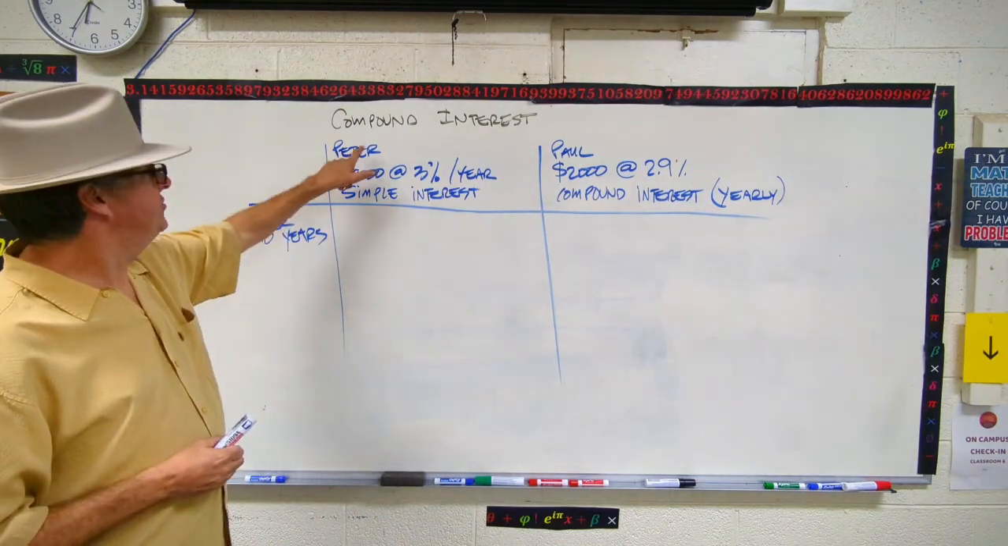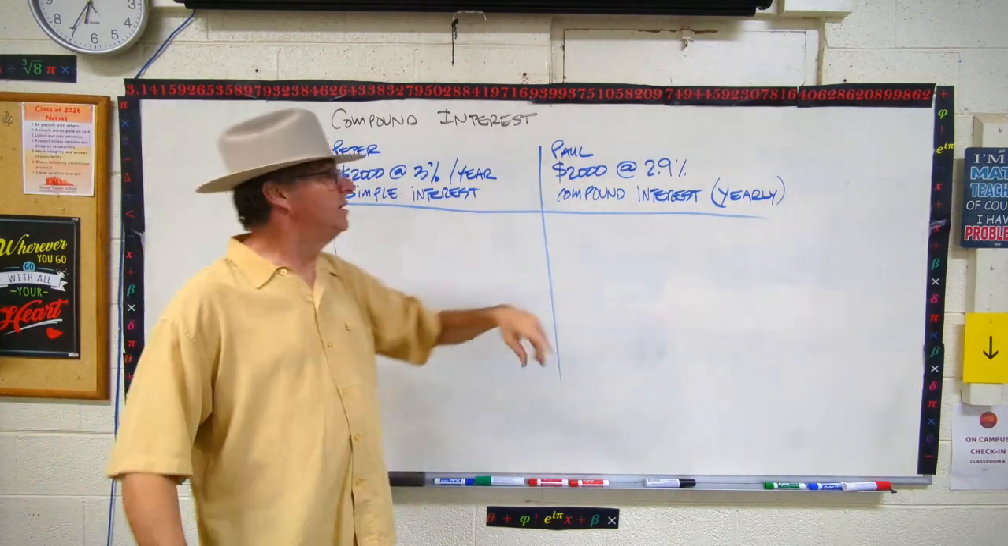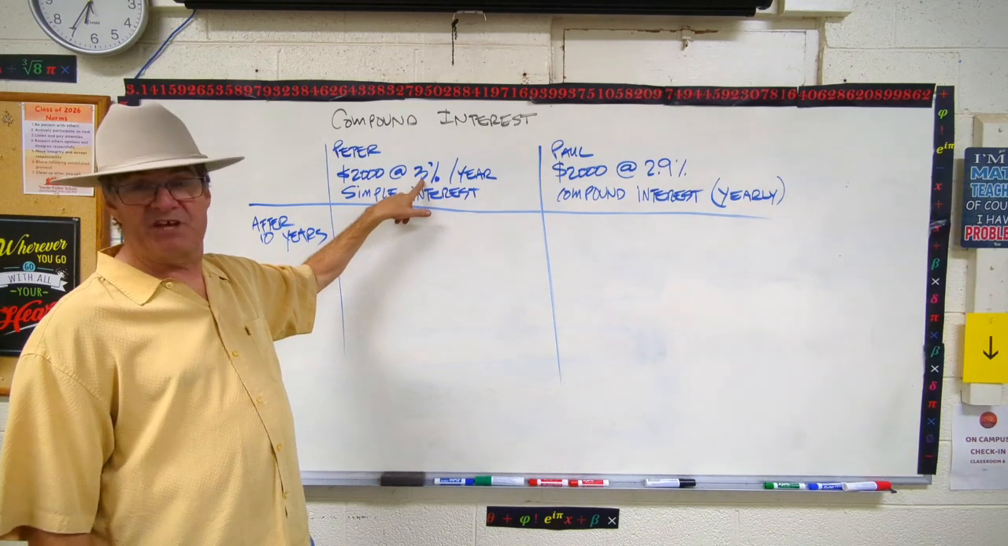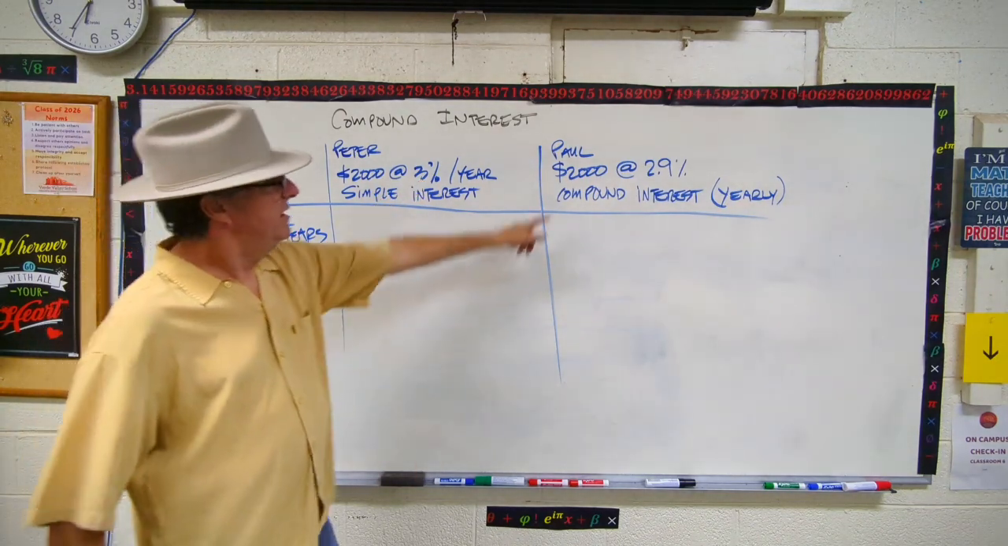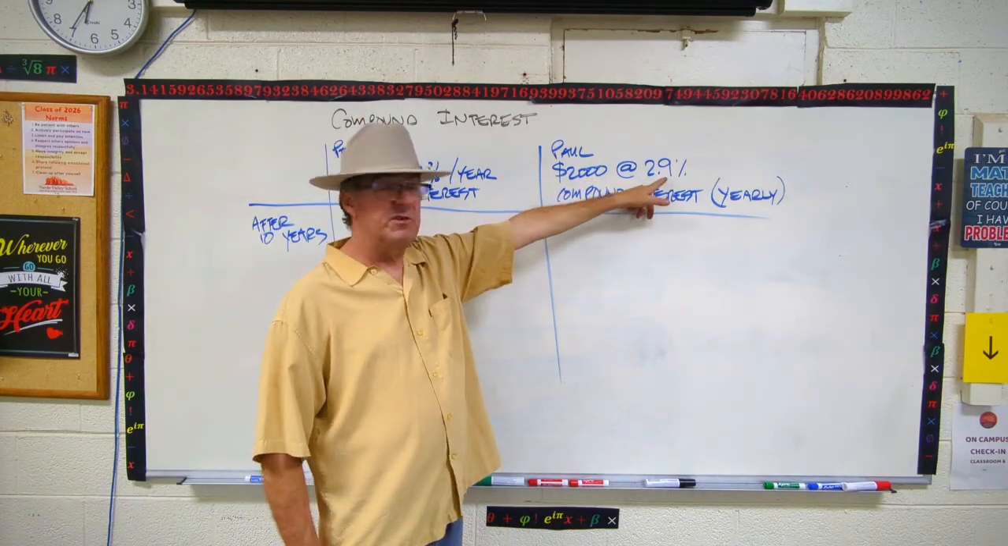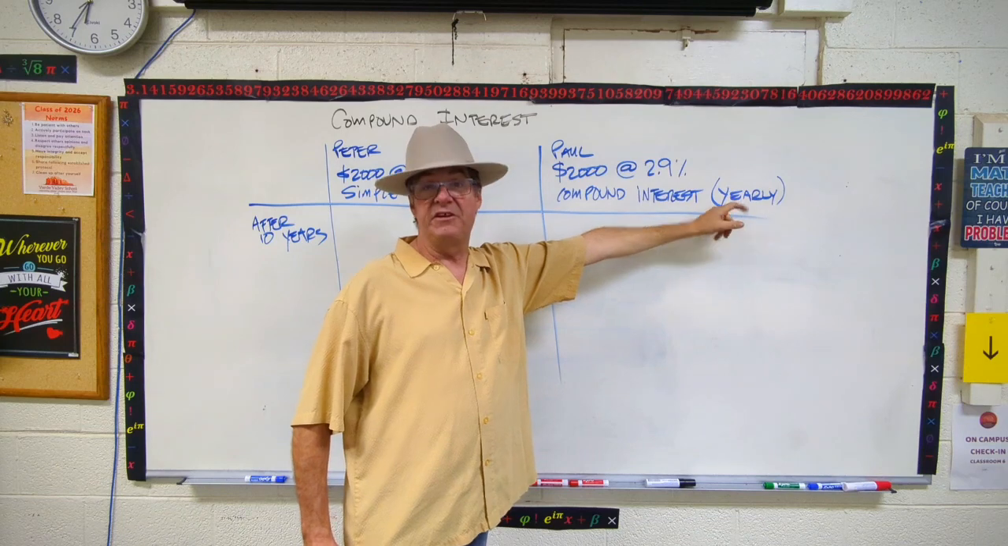We've got a situation with two dudes, Peter and Paul. They both have $2,000 to invest. Peter's bank gives him 3% interest per year, simple interest. Okay, that's cool. Paul's bank gives him 2.9%. It's a little less, but he gets compound interest, and it's compounded yearly.